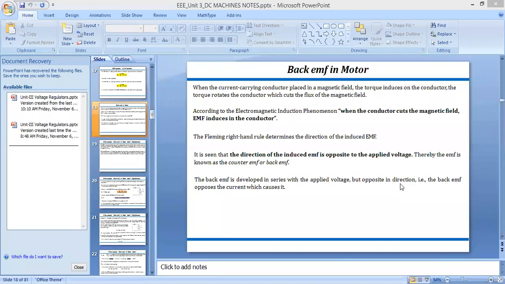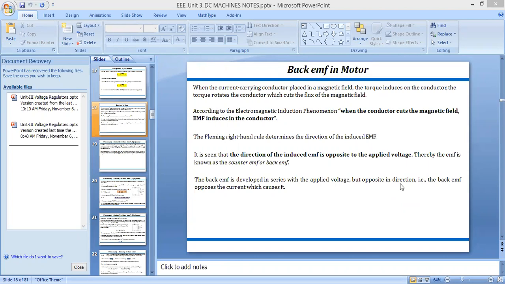Good morning. In today's session, we have to see EMF in a motor, and that EMF will be a back EMF. We have seen in our previous session about the DC motor and the DC generator. These are nothing but DC machines, and a DC machine is used to convert electrical energy into mechanical energy or vice versa. If there is a DC generator, it uses mechanical energy and gives us electrical energy.